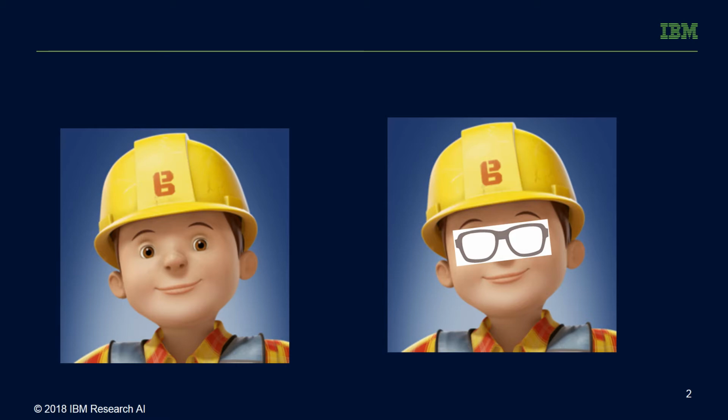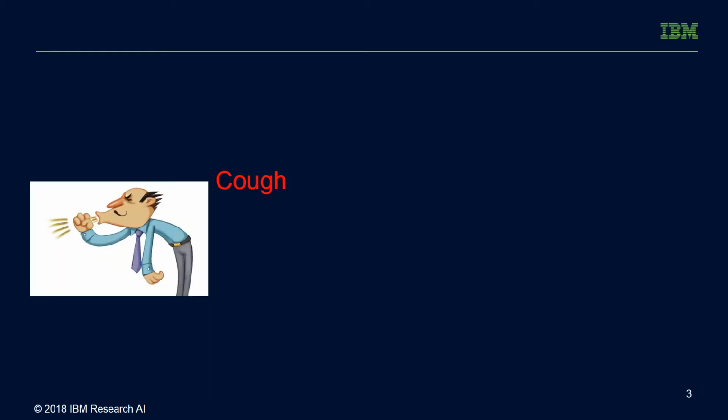Say the person on the left is Bob and the person on the right is Steve. The only difference between them being that Steve wears glasses. So if you were to describe who Bob is, you would say that he probably wears a yellow helmet, he wears a yellowish shirt, but does not wear glasses to distinguish him from Steve. So such explanations are very natural for us humans.